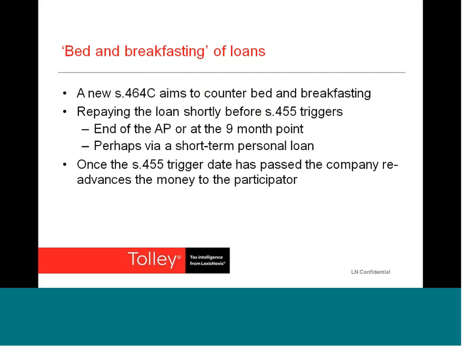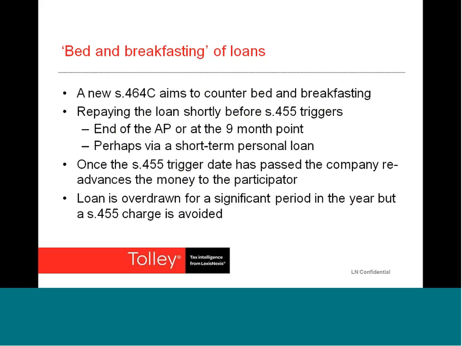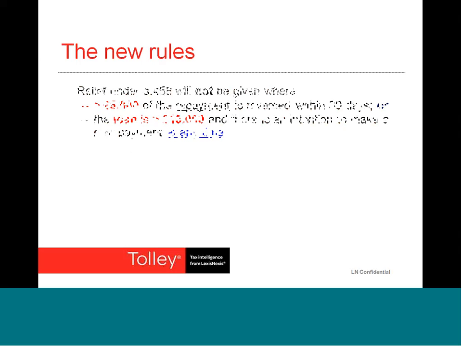And so we were finding that people had borrowed money from the company for most of the year, but because they'd paid it back for a very short period, which included the normal due date, they were not triggering any penalty tax. And this was called bed and breakfasting the loan. And of course, the revenue wanted to put a stop to this. So you're looking for a scenario where the loan is overdrawn for a significant part of the year, but they are managing to avoid the penalty tax charge because they're paying back the loan just for a nice short period of time. So the new rules say, right, we're going to stop this.